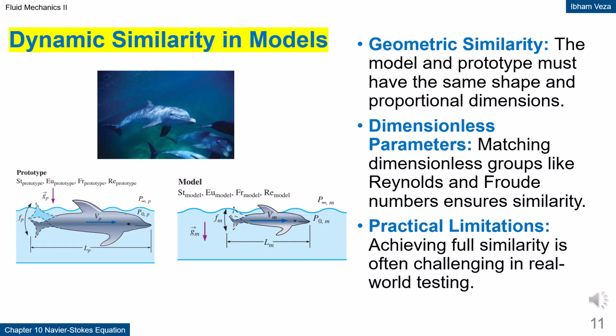Dynamic similarity in models. Dynamic similarity between a model and a prototype requires identical geometry and consistent dimensional ratios. In addition, matching dimensionless numbers, such as Reynolds and Froude, is essential to correctly reproduce flow behavior. In practice, satisfying all similarity requirements at once is often difficult. Therefore, engineers usually prioritize the most dominant dimensionless numbers. This approach allows model testing to still provide meaningful information for real systems.